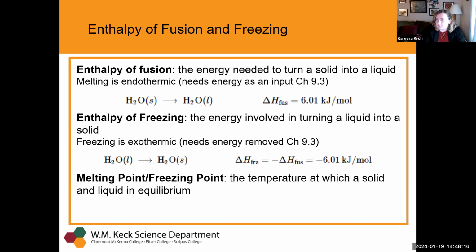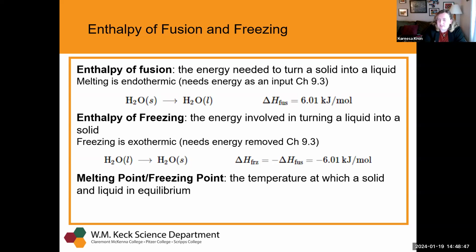It's just another word that we use to describe melting, which is the energy needed to turn a solid into a liquid. And this process is once again endothermic. If you want to melt ice, you have to put heat into the system. The enthalpy of freezing is the opposite, which is the energy involved in turning a liquid into a solid. And this is exothermic because we're going to have to take energy out of our system to get it to cool off so that it can form the solid.